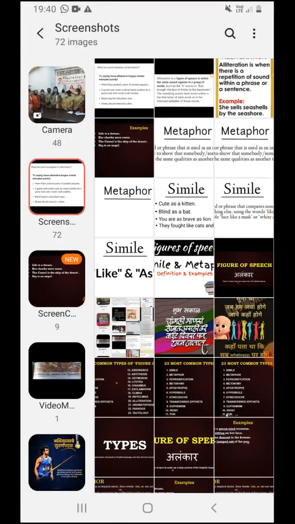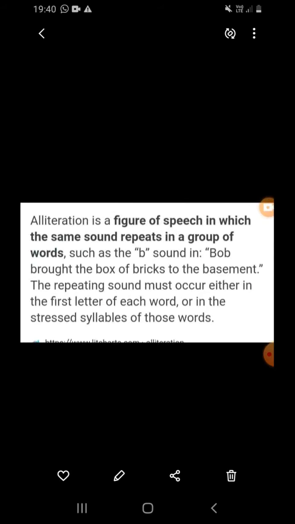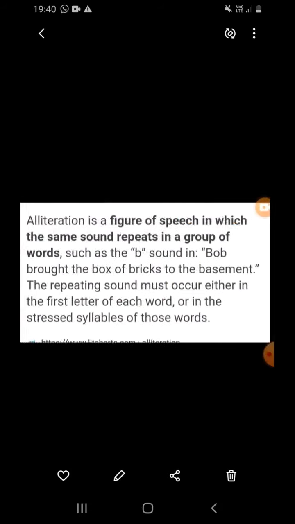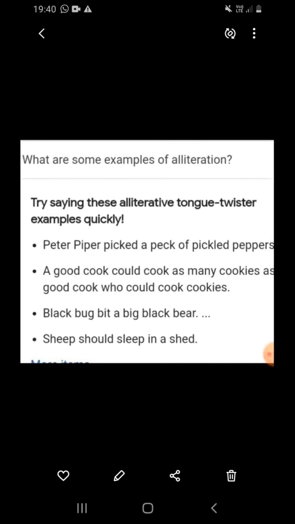Then next example, repetition. Try saying this alliteration tongue twister example quickly.